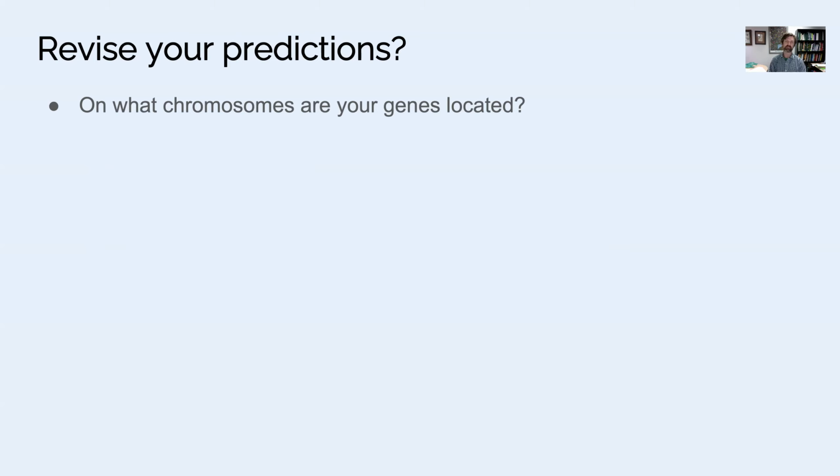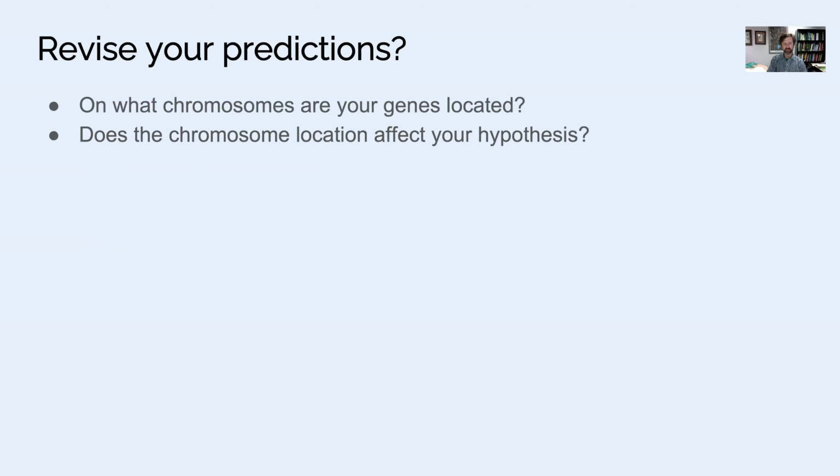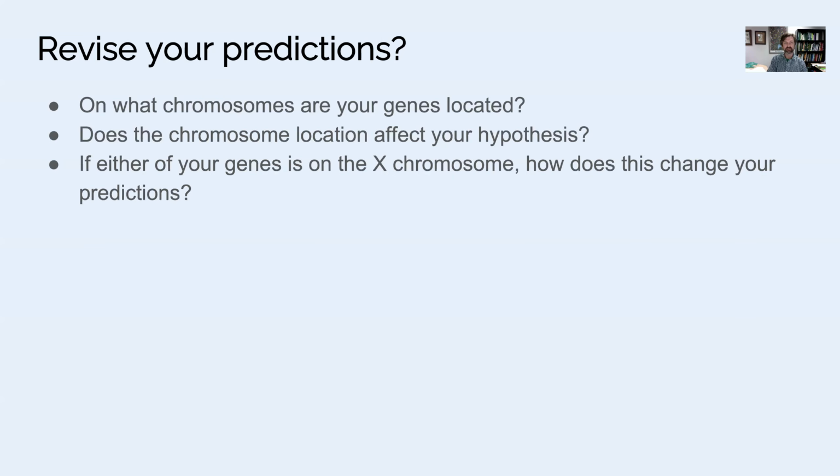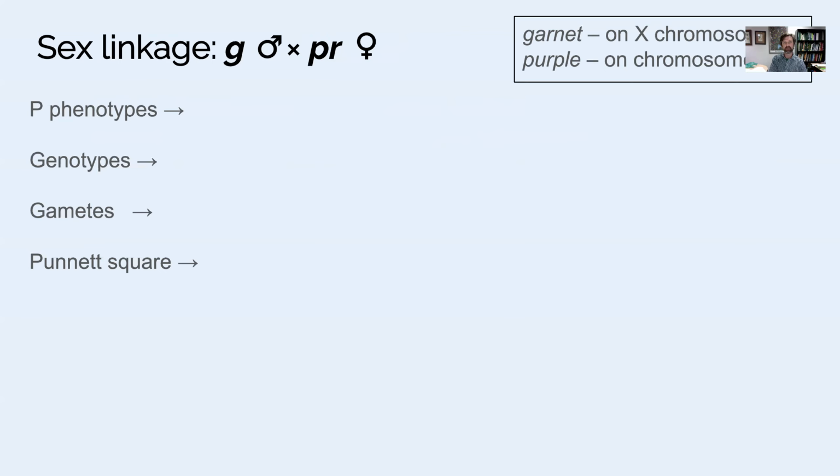Last time we made predictions about the outcome of this cross, assuming, before we knew where these genes were located, that they were autosomal, or genes not located on the X chromosome. So we're going to want to revise that prediction, maybe. We're going to work out what might happen as far as your expectations, depending on whether you had an X-linked gene. I'll start a new video here and we can go over the potential crosses there.